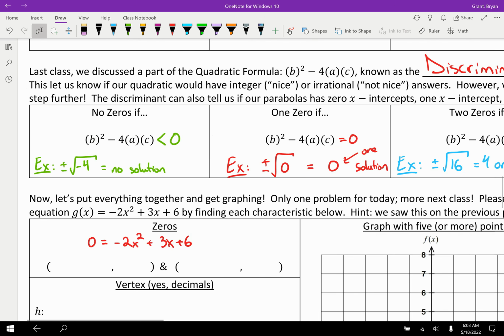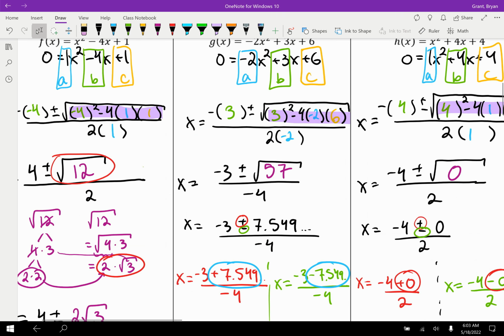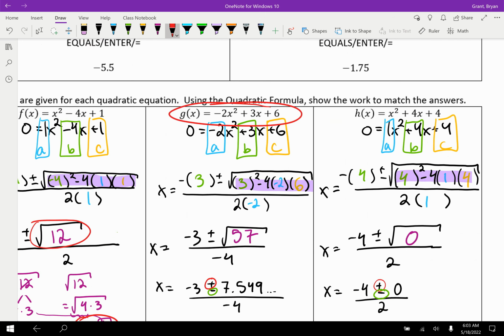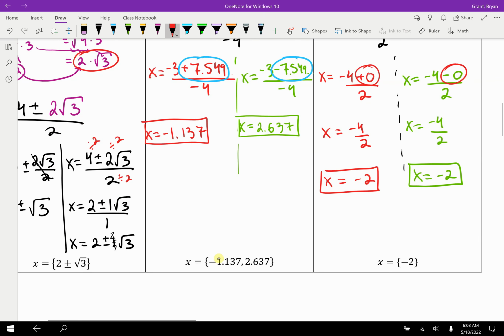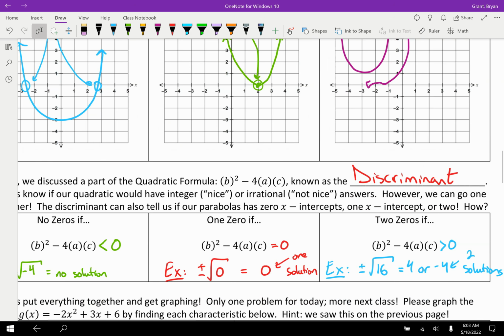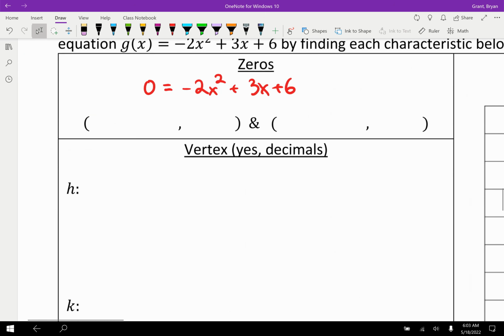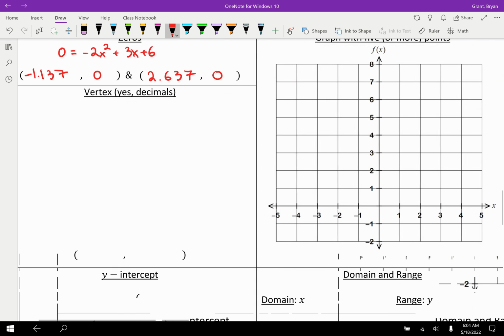Where? Negative 2x squared plus 3x plus 6. Let's take a look. Oh, here it is. It's g of x. It's the one right in the middle. And look, we already used the quadratic formula to find this. We got two answers, negative 1.137 and 2.637. Well, that was convenient. It's like it's all part of the plan. Negative 1.137, comma 0, and 2.637, comma 0. Well, that's nice. Now we know our x-intercepts.